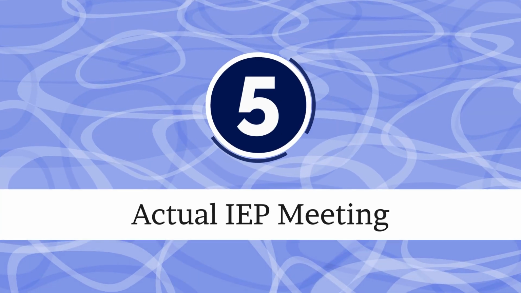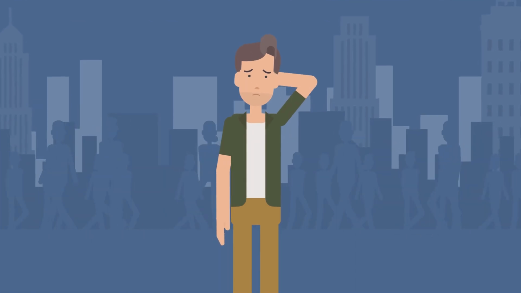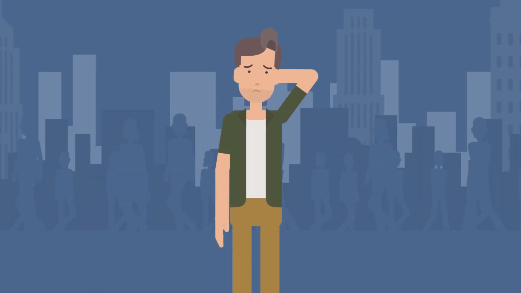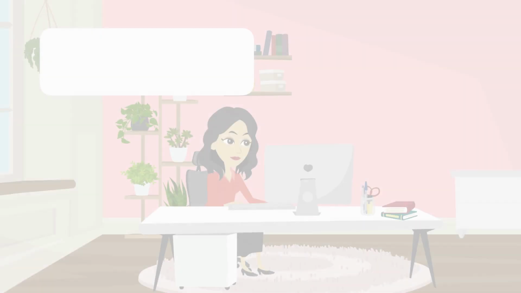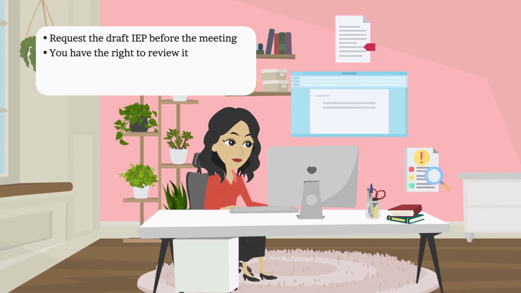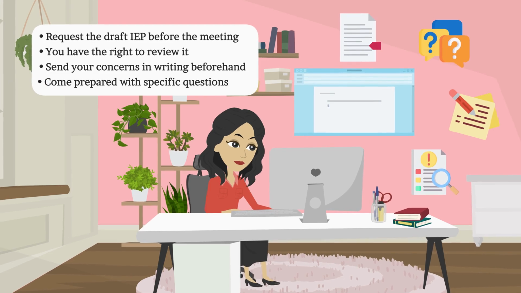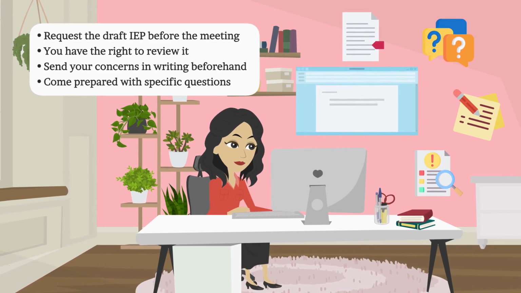Now, let's talk about the actual IEP meeting. This is where many parents feel intimidated, but I'm going to share some power moves. 1. Request the draft IEP before the meeting. You have the right to review it. Send your concerns in writing beforehand. Come prepared with specific questions.